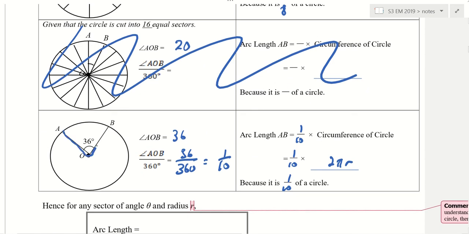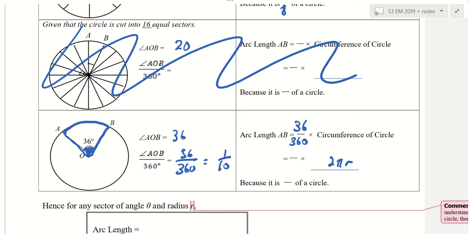What if I give you the angle is 36? You must be able to tell me, very simple. It is just 1/10 of the circumference. But 1/10 is not intuitive because I have the number 36. So instead of 1/10, I will write 36 over 360. Do you follow? Because 36 is the angle I see here.